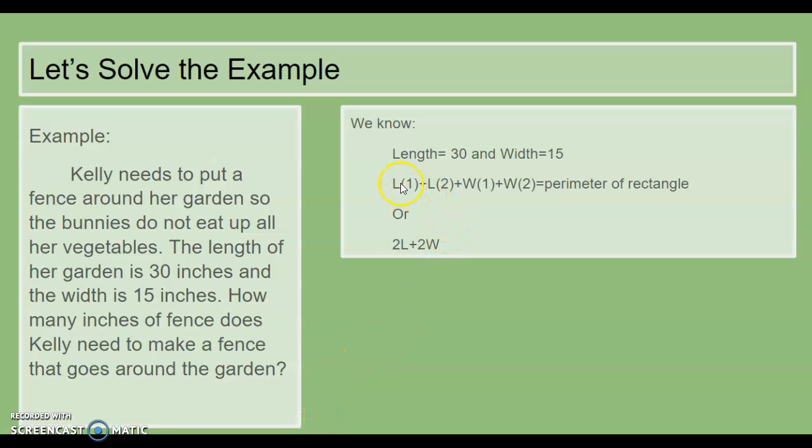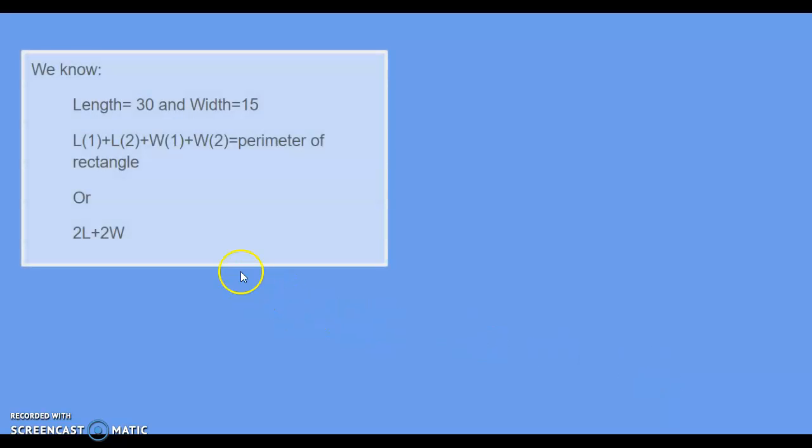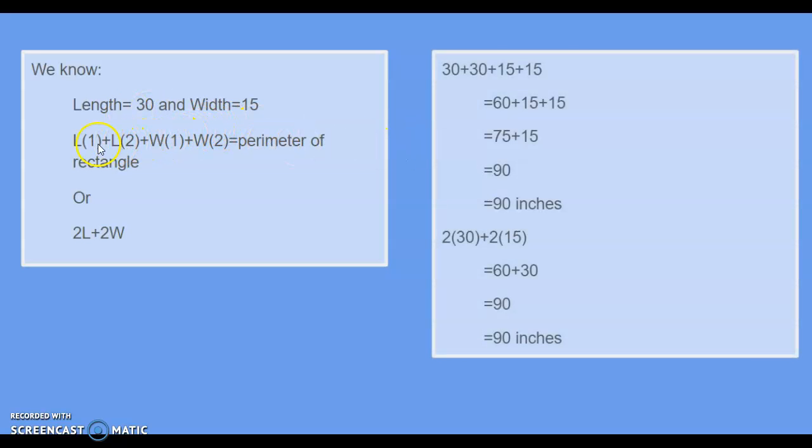We know that the length of one side plus the length of the second side plus the width of one side and the width of the second side is equal to the perimeter of a rectangle, or 2 times length plus 2 times width. We are given our length of 30 and the width of 15. Now remember, this side is also 30 and this side is also 15.